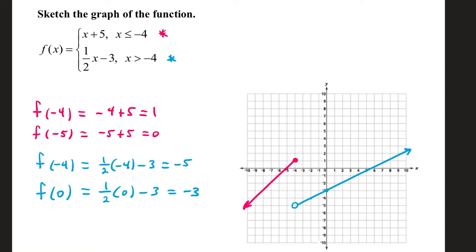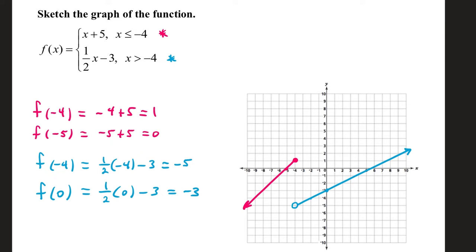Sketch the graph of the function. In this example, we have a two-piece function. The top piece is defined as x plus 5, but only when x values are less than or equal to -4. And the other piece to the function is the line 1/2 x minus 3, but that's only defined when x is greater than -4.